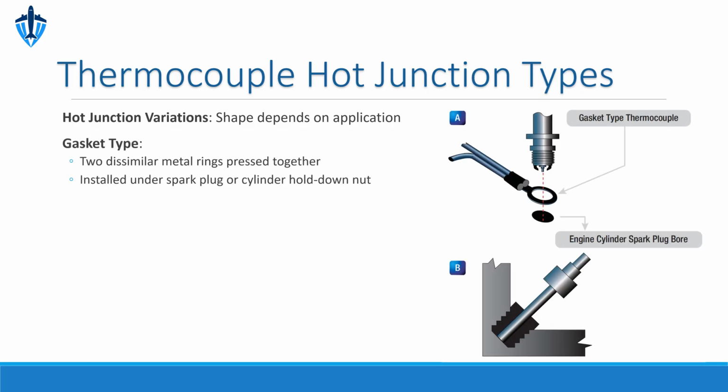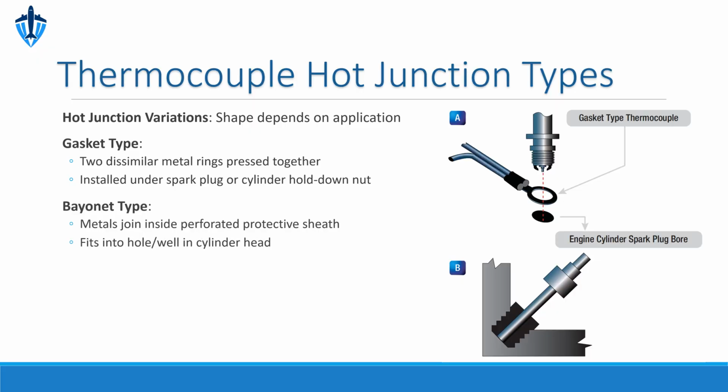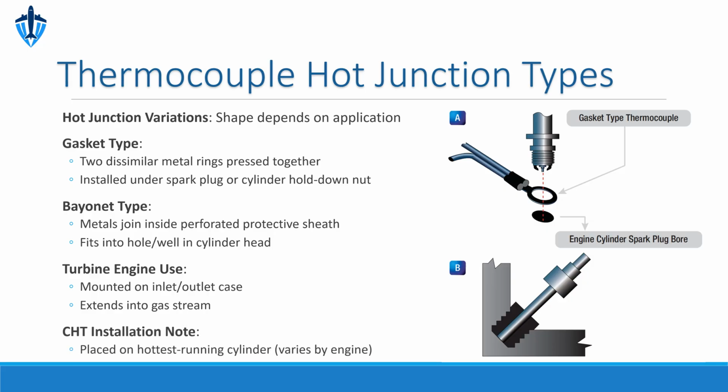Thermocouple hot junctions come in specialized shapes for different engine needs. The gasket type forms a sealed ring of dissimilar metals, slipped under a spark plug or cylinder nut for secure contact. The bayonet type encases the junction in a perforated sheath, locking into a dedicated well on the cylinder head. In turbines, bayonets mount through the case directly into the hot gas path for inlet or outlet temps. For cylinder head temperature, always probe the engine's hottest cylinder, which differs by model, to capture peak conditions. The figure illustrates these designs and typical installations.